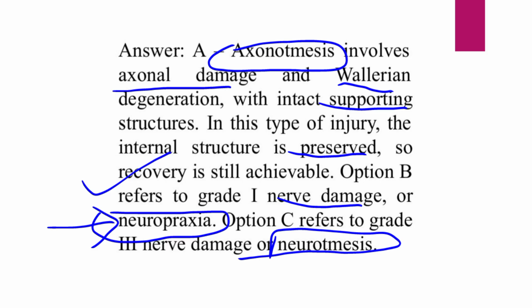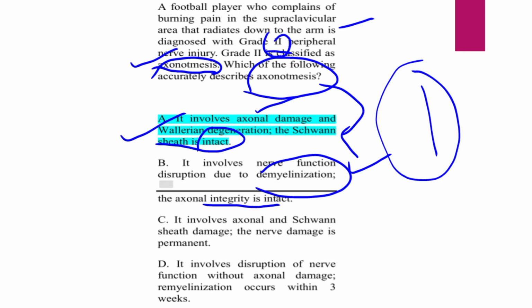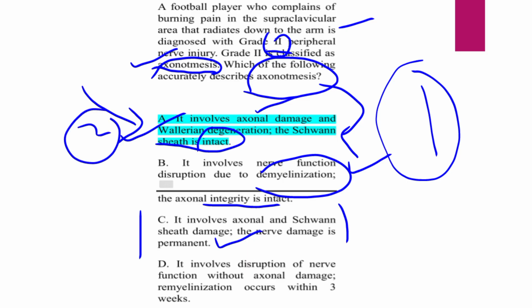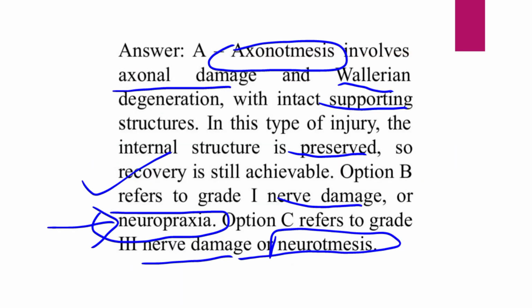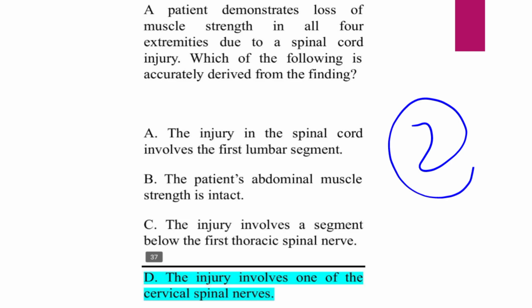Option C refers to the grade 3 nerve injury. It involves axonal and myelin sheath damage. The nerve damage is permanent, and here the recovery has no chance. In option A there is still recovery, which is grade 2. Option B is the grade 1 characteristic and option C is grade 3. Note them. Next, we will discuss MCQ number 2.